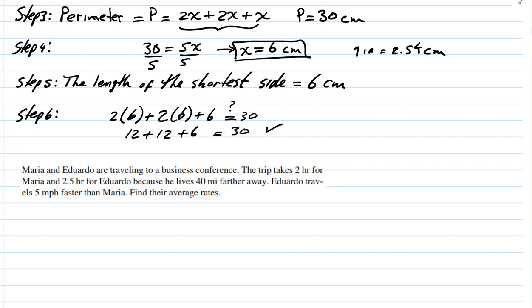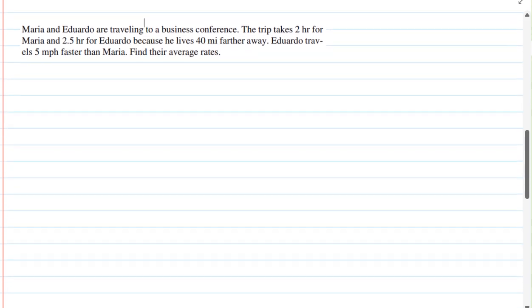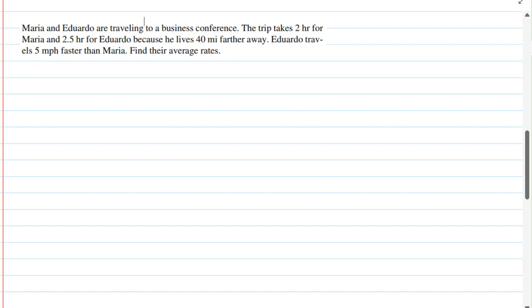Okay, so let's write down the steps for this one. Step 1 would be to read the problem, which I just did. And I recommend not to read it so fast. Maybe I did read it fast. Because if I read it fast and I don't know what I just read, that's not going to help me. So step 1, we're going to slow down and read it. And let's see. What do we want? We want to find Maria's and Eduardo's average rate.